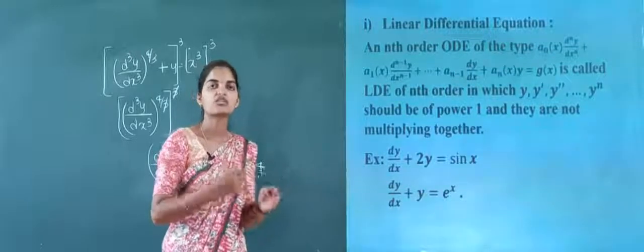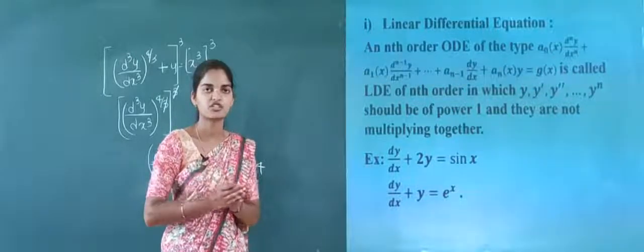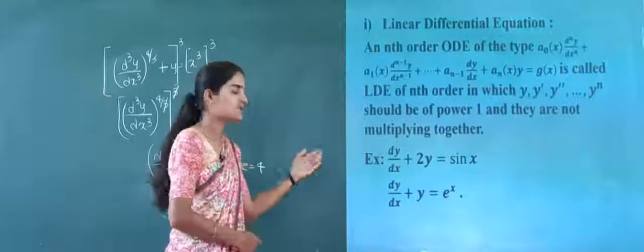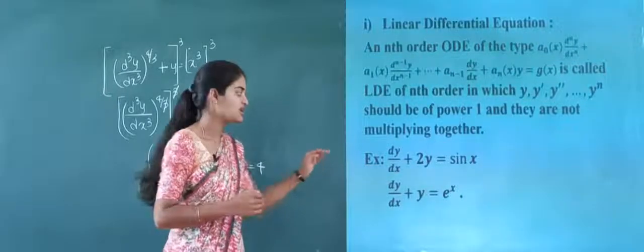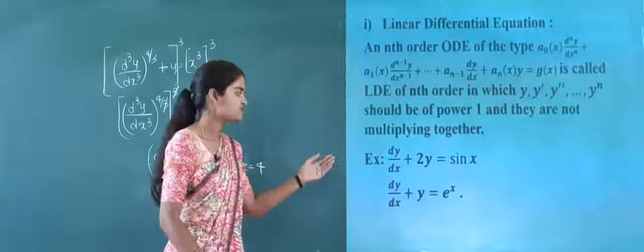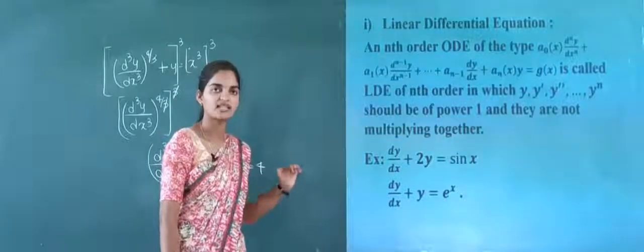Because in this chapter we are taking only first order and first degree. So I will not take the linear differential equations with d square y by dx square. Hence I have taken only dy by dx in the example.